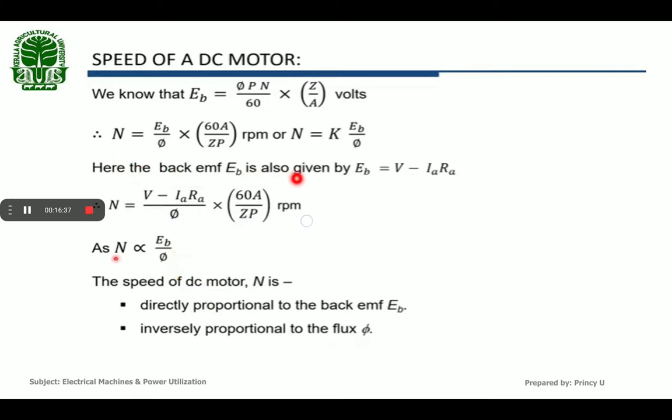Here the back EMF EB is also given by the supply voltage minus the armature voltage drop. So V minus IA RA is EB. Substitute this in the speed equation: N is equal to V minus IA RA by phi into 60A by ZP. And from this you can write N proportional to EB by phi. So speed is directly proportional to back EMF and inversely proportional to flux. You should note these two points.